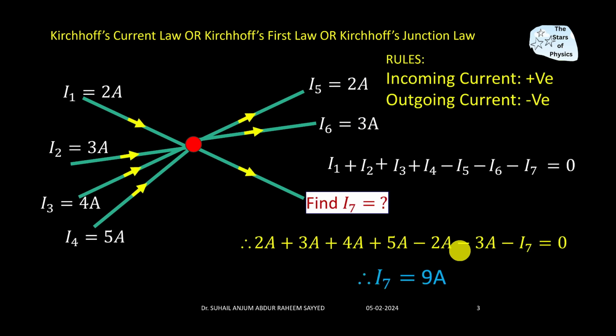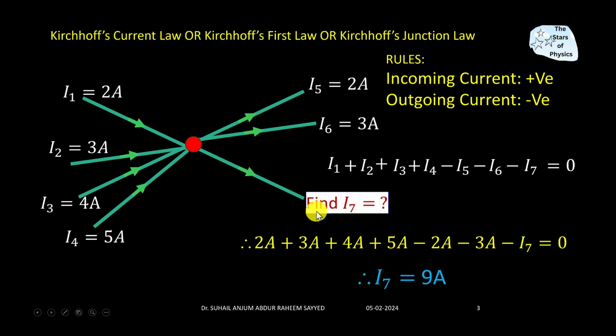Now we shall consider one example here. In this example, it is given that I1 is equal to 2 ampere, I2 is equal to 3 ampere, I3 is equal to 4 ampere, and I4 is equal to 5 ampere. These are the incoming currents given to us, and I5 is 2 ampere, I6 is 3 ampere, and we have to find out what will be I7.